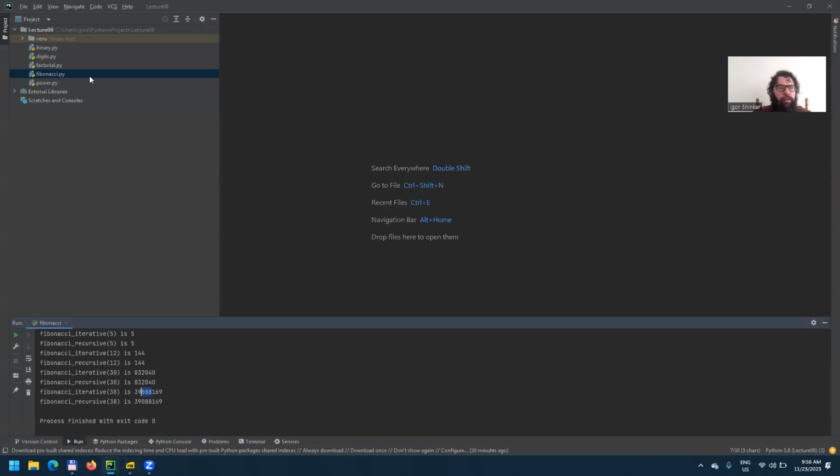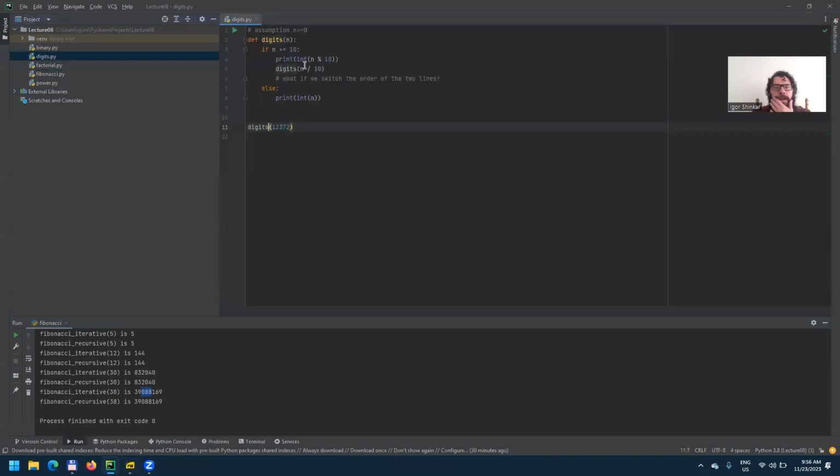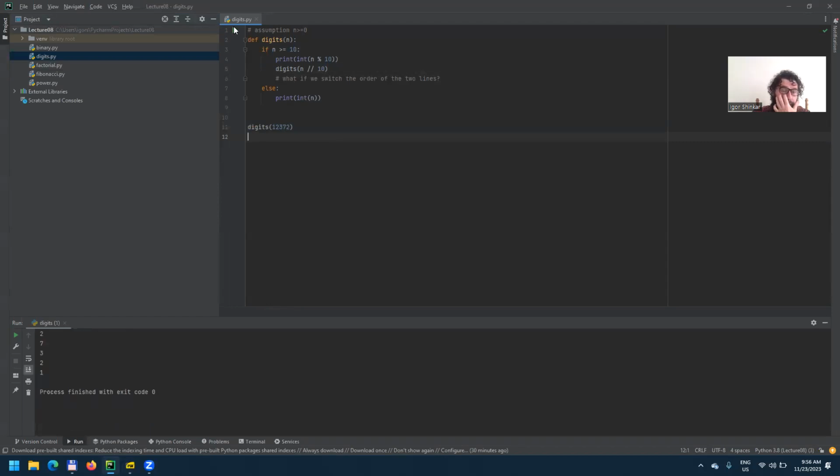Okay, let's try to see this example in the code. If we run it on this number, 1, 2, 3, 7, 2, it prints 2, 7, 3, 2, 1, but in reverse order. Okay, let's try to see what's really going on here. Maybe we'll even try using a debugger.